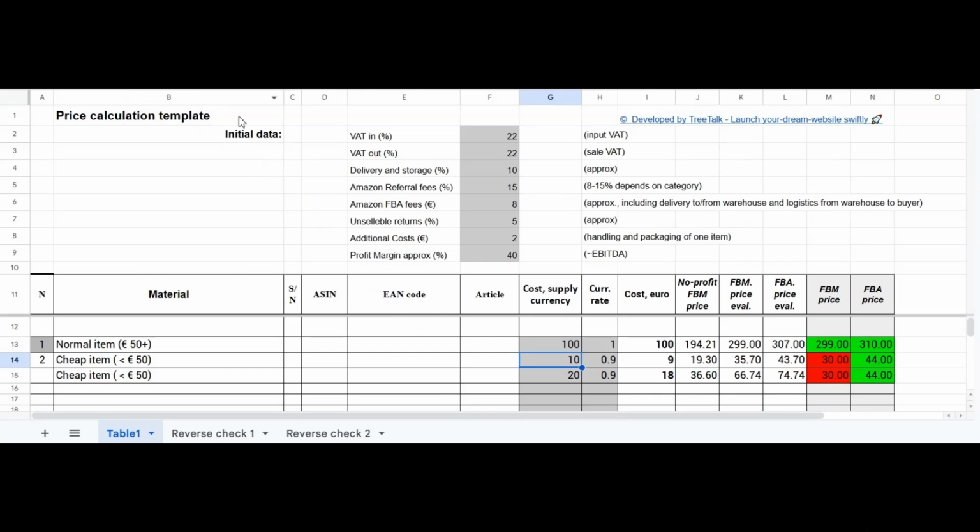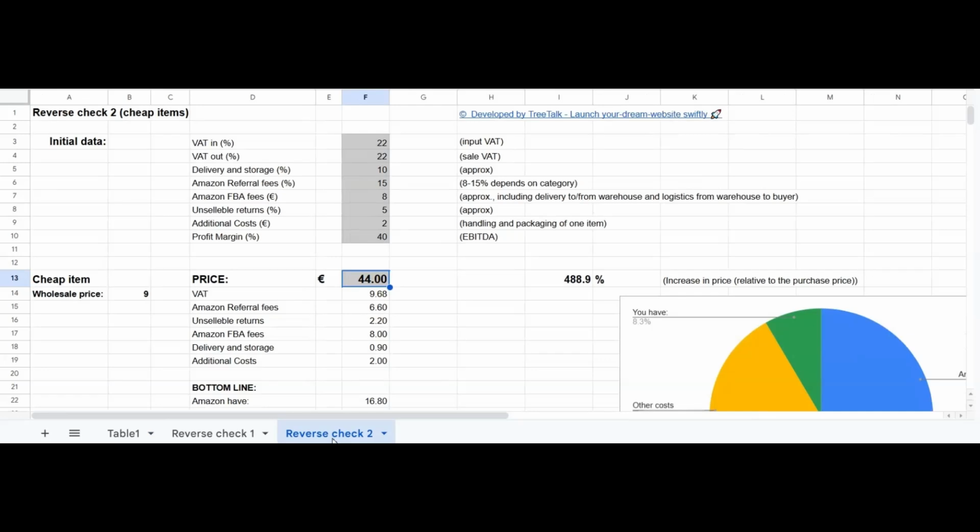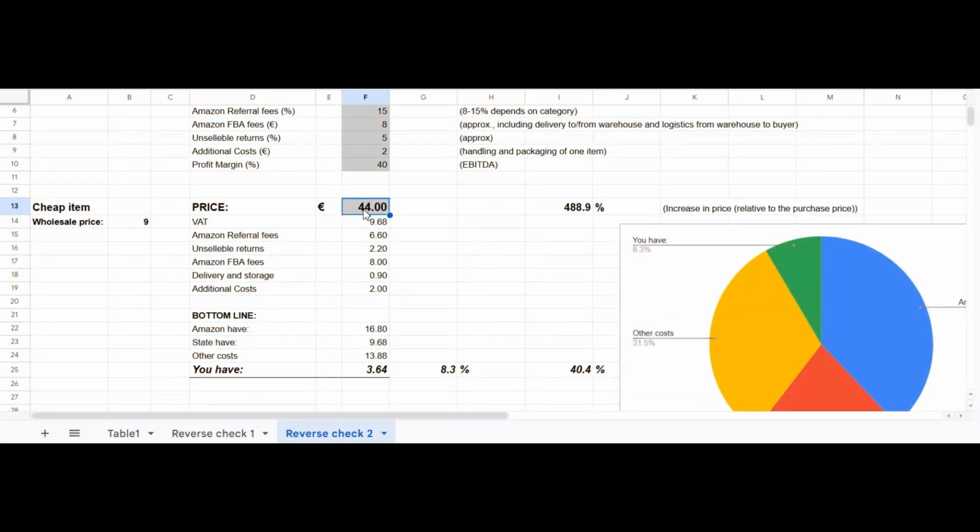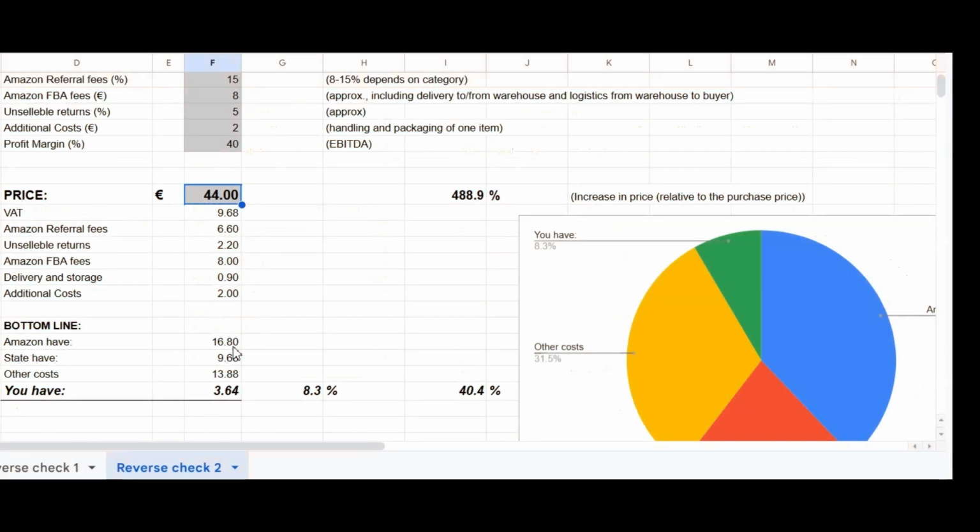It contains the calculation of unit economics for a cheaper product. Let's see. To make a profit, we sell the product almost 5 times more expensive than the purchase price, for 44 euros. Of this, you will receive less than 4 euros, about 8%. Conversely, Amazon has more on the cheap product, 38%.